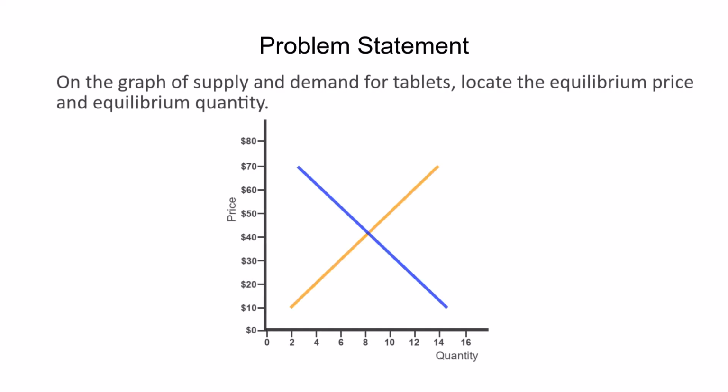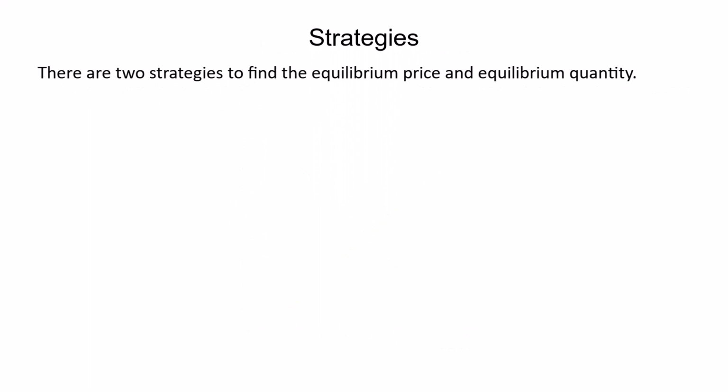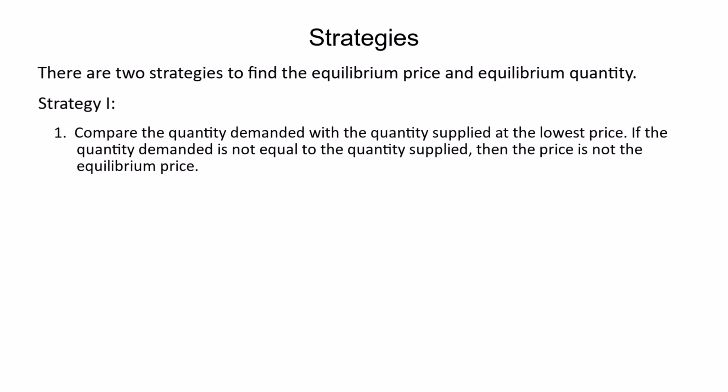Next, let's look at an example of locating the equilibrium price and quantity. On the graph of supply and demand for tablet computers, locate the equilibrium price and quantity. There are 2 strategies to find the equilibrium price and quantity. The first method is: 1. Compare the quantity demanded with the quantity supplied at the lowest price. If the quantity demanded is not equal to the quantity supplied, then the price is not the equilibrium price.